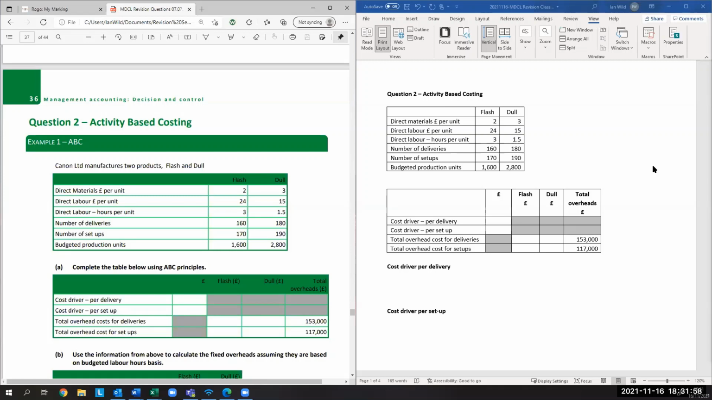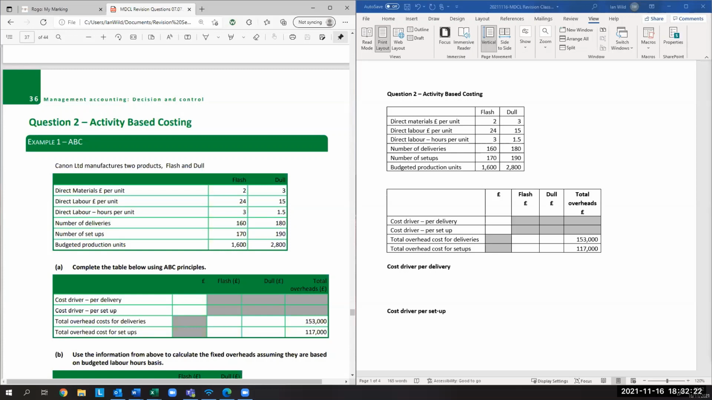Remember, there's three types of costing. We're looking at marginal costing, which is based mainly around the variable costs. We have absorption costing, which has the variable and the fixed costs. And we also have this delight, which is activity-based costing.